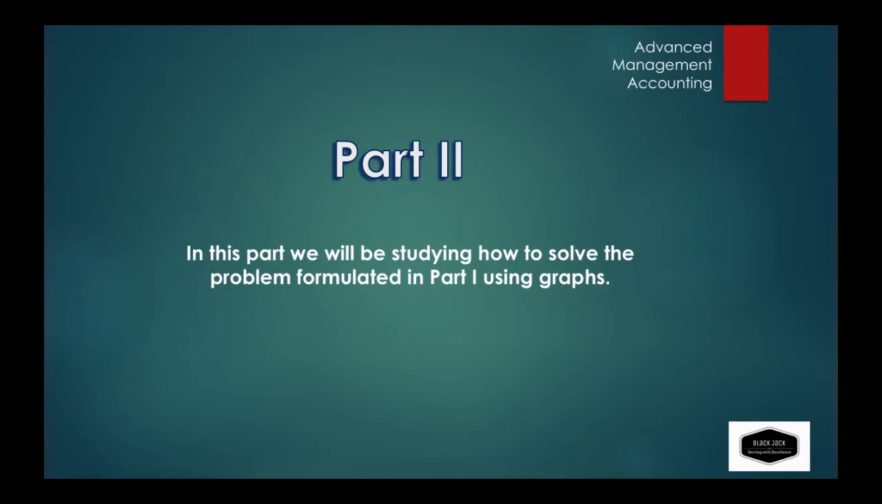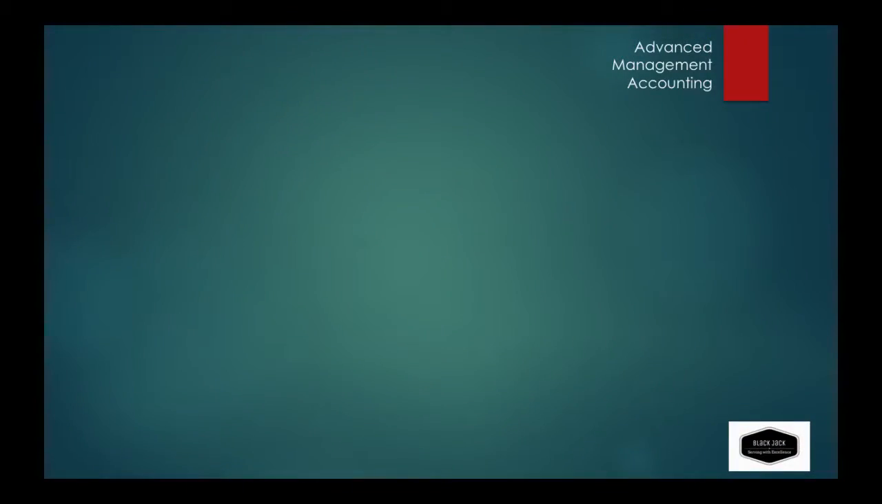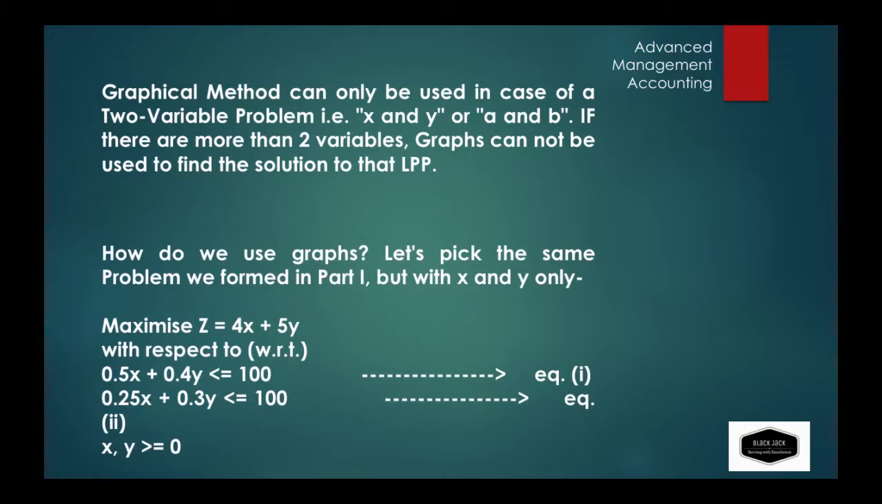Part 2. In this part, we will be studying how to solve the problem formulated in Part 1 using graphs. The graphical method can only be used in case of a two-variable problem, that is, in the form of x and y or a and b. If there are more than two variables, graphs cannot be used to find the solution to that LPP. Now the question is, how do we use graphs?